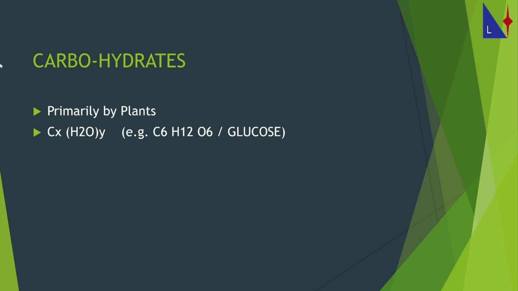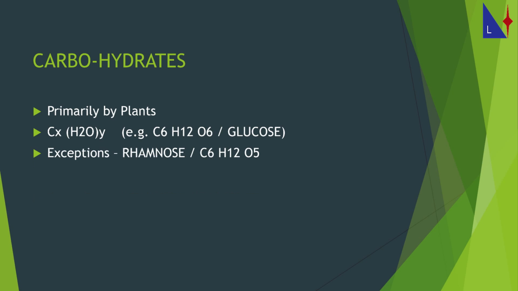Now here we can see that it will contain a fixed number of carbon atoms, and the number of hydrogen atoms will be double that of oxygen. Or we can say the number of oxygen atoms will be half of hydrogen atoms. But this is not a fixed rule. There can be exceptions to this.